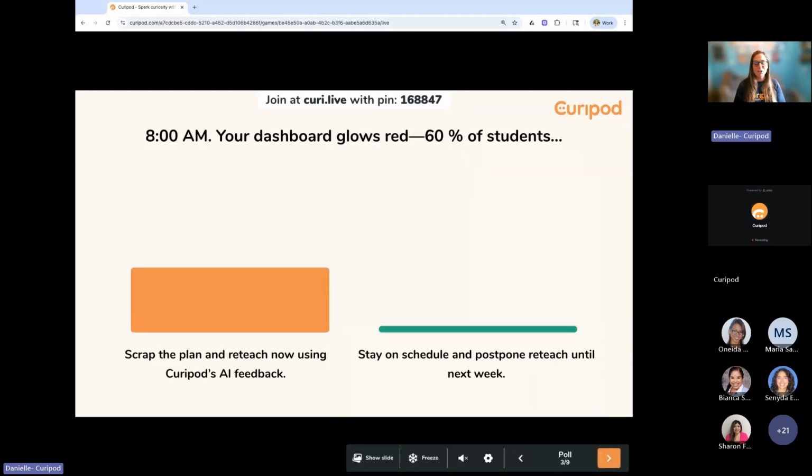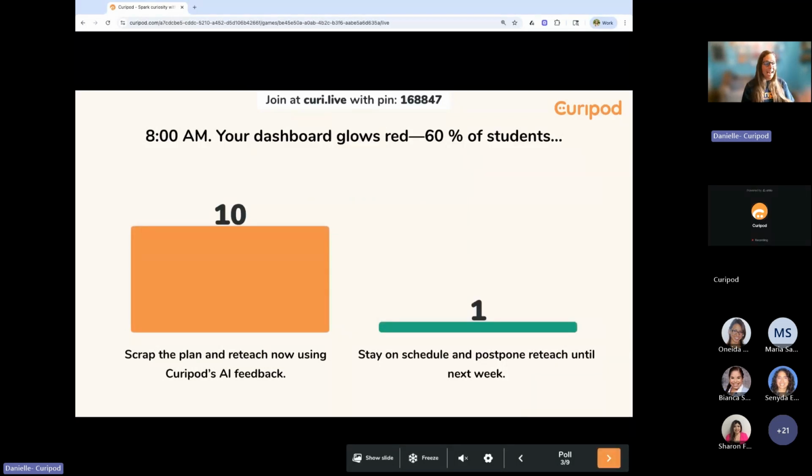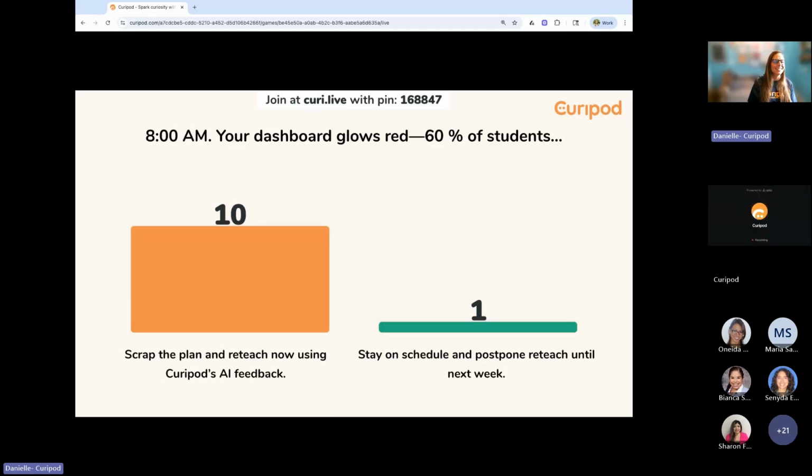As a teacher, you're always in control of your activities. You can add more time or end it early. So I see most people said they're going to scrap their plan. They're going to reteach now using Curipod's AI feedback. Awesome. Especially if you said you haven't used Curipod before, you might be like, oh, this may sound good. Depends probably on that feedback.